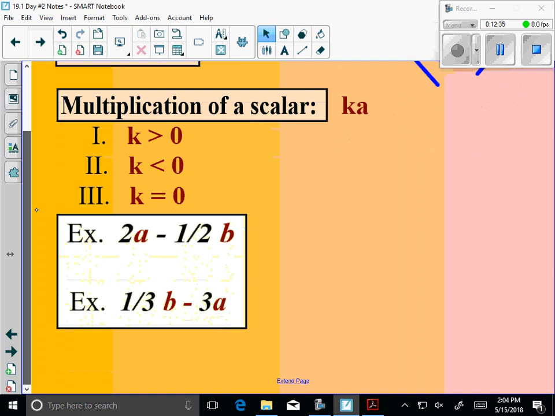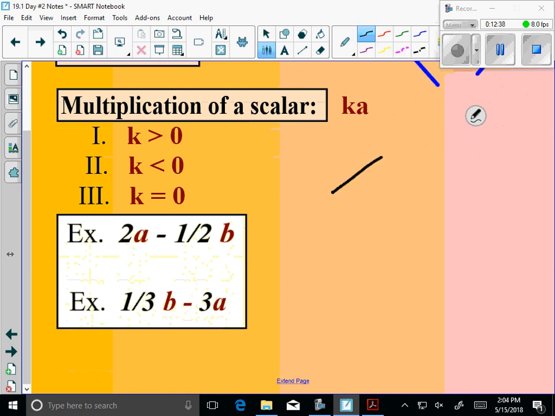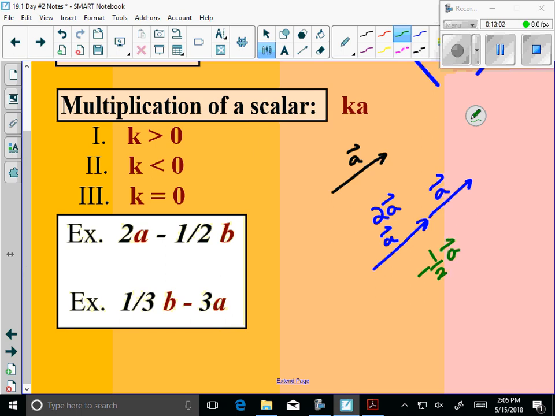On this slide, all I really want to emphasize is that if I have this vector A, what would 2A look like? Just double that, so it'd be A twice. That'd be 2A. And what would negative 1/2 A look like? Other direction with half the magnitude. So that'd be negative 1/2 A.